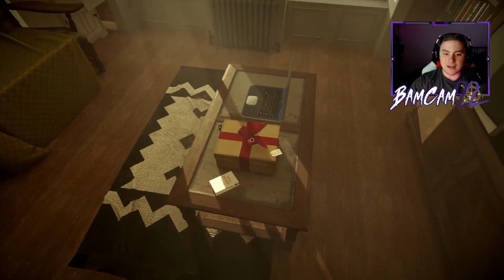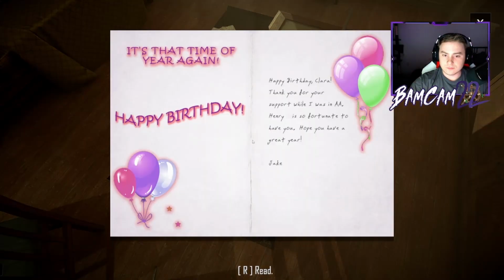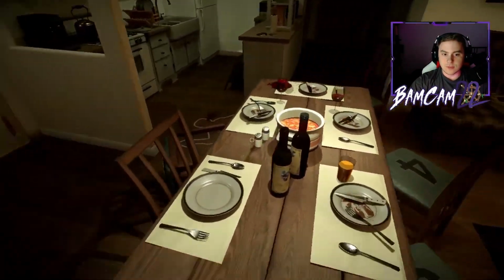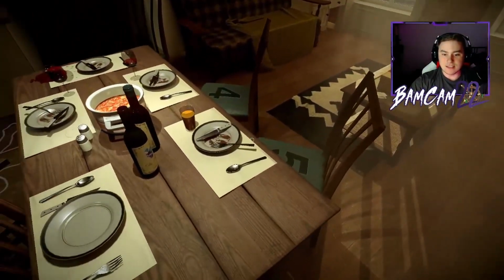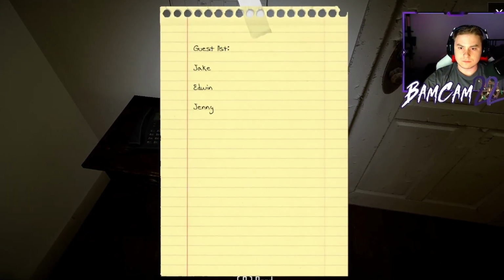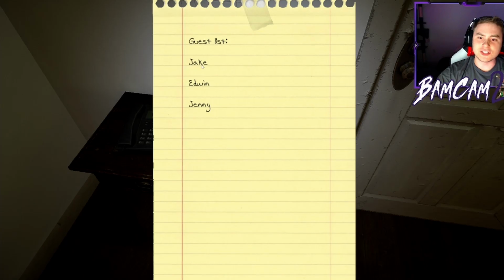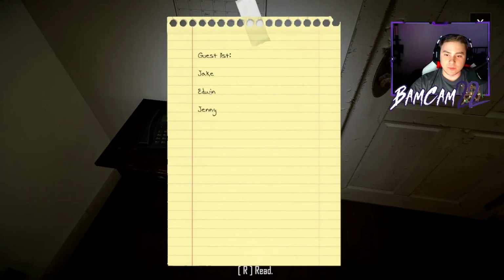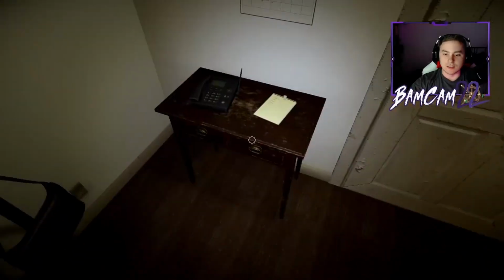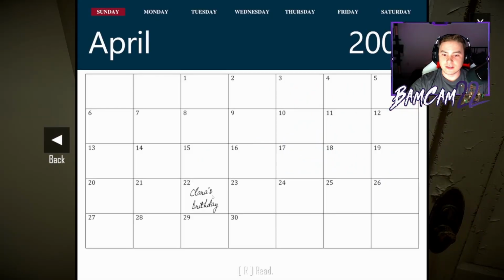Henry and Clara are dating. We get that from this note. Because Jake is telling Clara, Henry is lucky to have you. We have Ed sitting here. Cousin sitting here. The guest list is Jake, Edward, and Jenny. So we already know Jake and Edward, so Jenny is a new guest for us. Try and find some more out about Jenny. Clara's birthday.